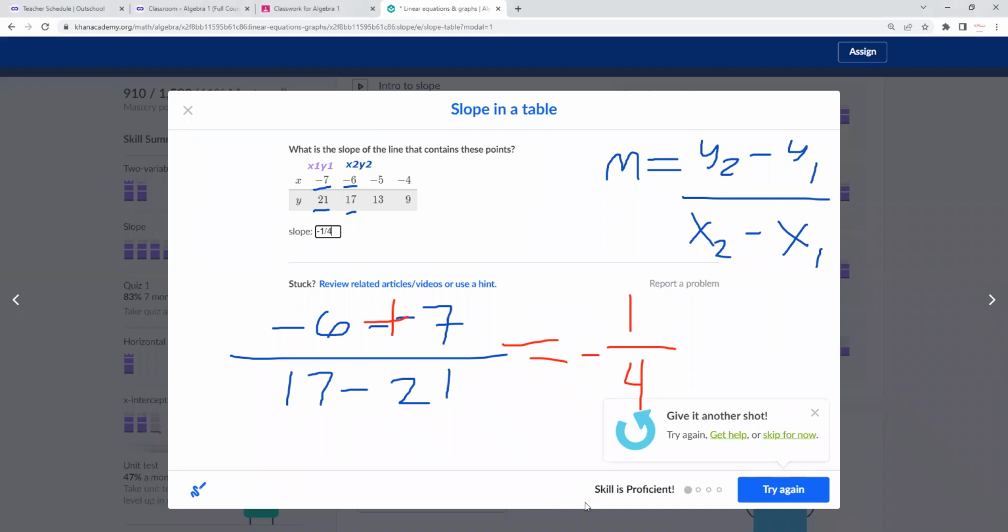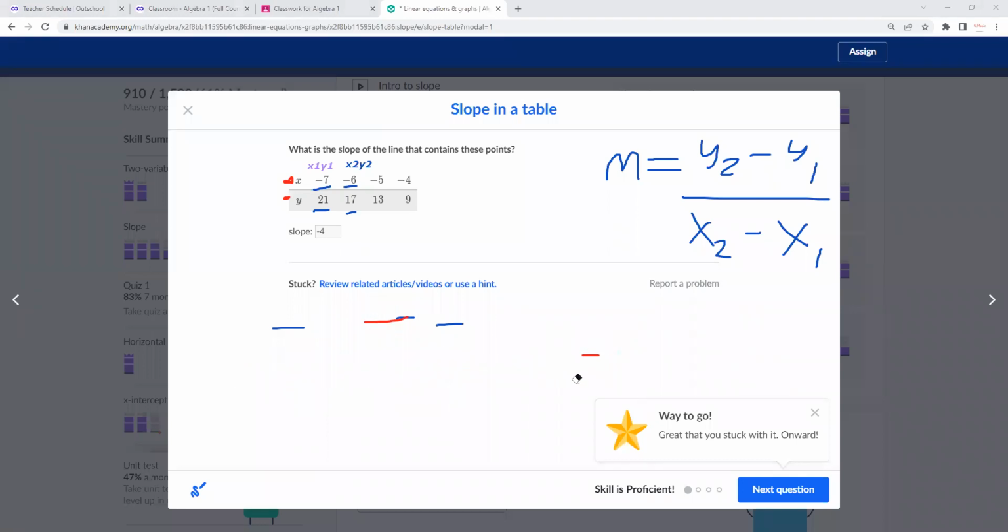Oh, wait, I messed up. I probably messed up my integers. Let me make sure. 17 minus 21 is -4. -6 minus -7 is 1. Oh, I know what I did wrong. I put my x's on top. They should be on the bottom. I put my y's on top. So yeah, sometimes that might happen. So actually this should be -4. But don't worry, I'll do the next one. I basically did this backwards. That was a very bad example of what not to do when finding your slope.